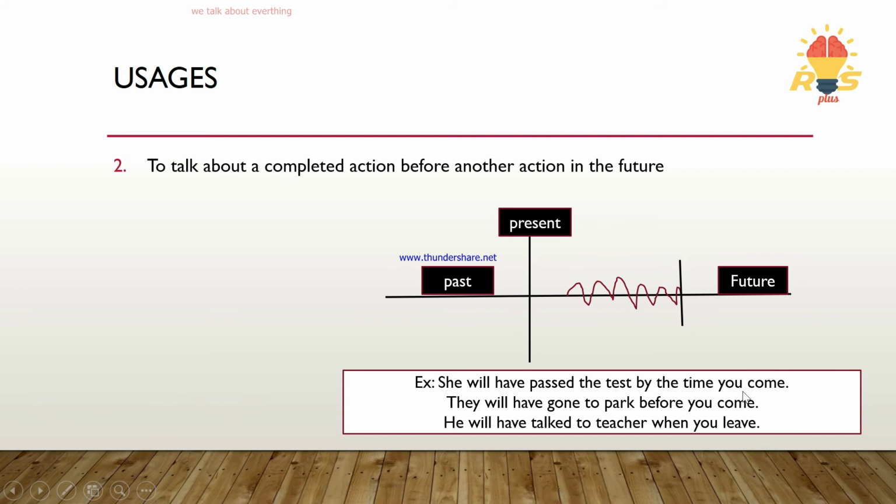So see, by the time you come. Come is what? It is an activity right here. It is another action, not a time expression. Example: they will have gone to the park before you come. He will have talked to the teacher when you leave. So we can use when, by the time, before. It's pretty easy, right? Very good. So guys, if there is any question, make sure to ask me in the comments below.